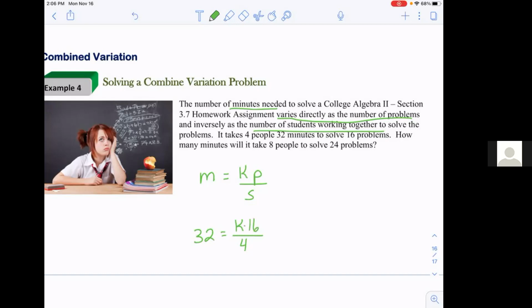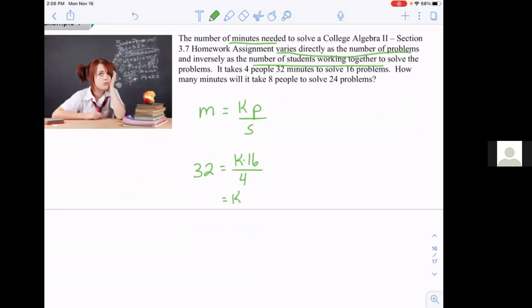So that's what we have. We have to figure out what my K value is. So I could go ahead and take that 16 divided by 4. 16 divided by 4 is 4. We'll divide that 4 out of there and we get 8. So equals K. So my constant is 8.